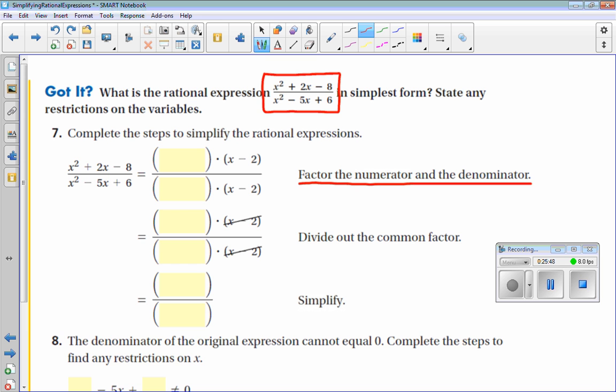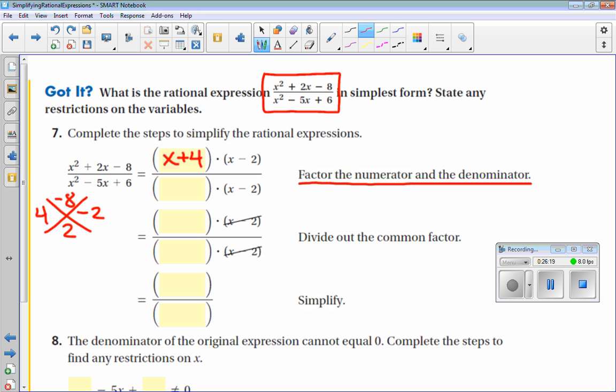Two numbers that multiply to be negative 8 and add to be 2. What are they? 4 and negative 2. So x plus 4, x minus 2. It's two numbers that multiply to be the last number and add to be the middle number.